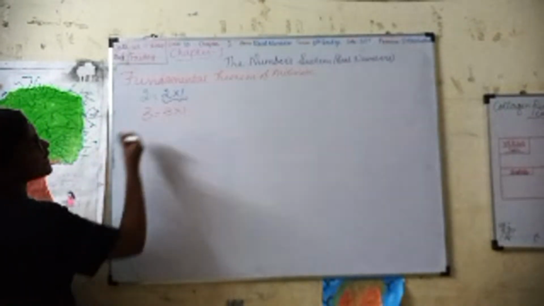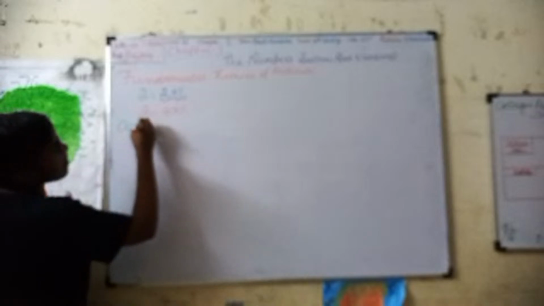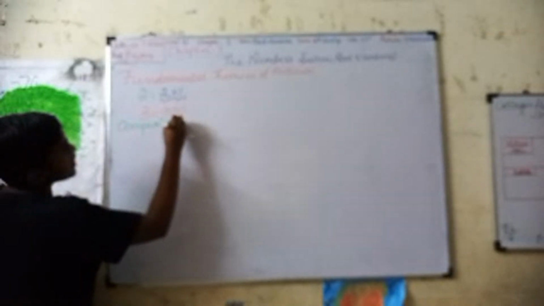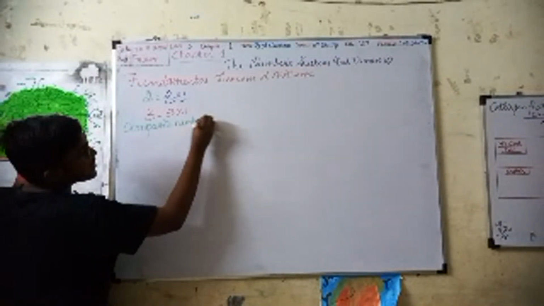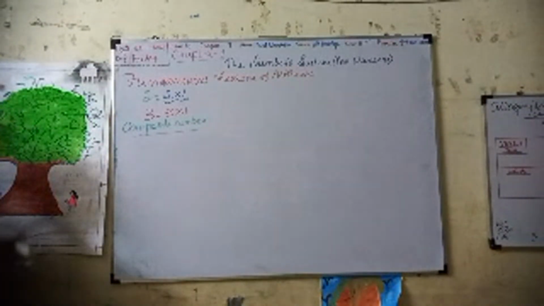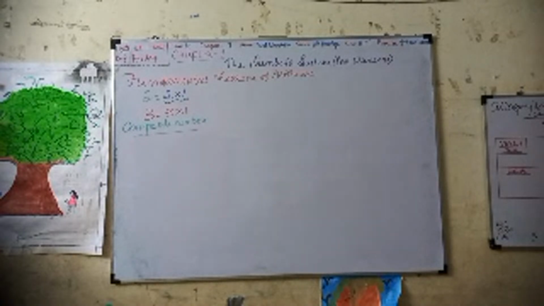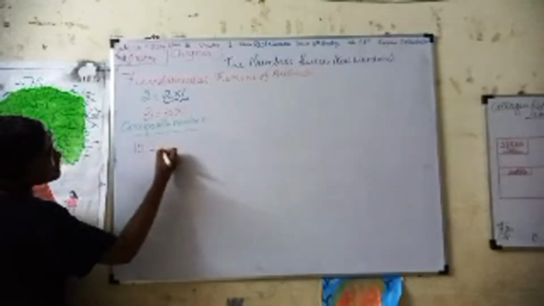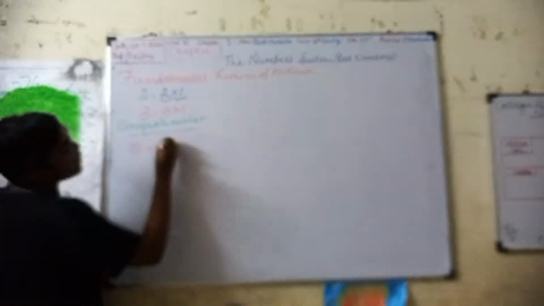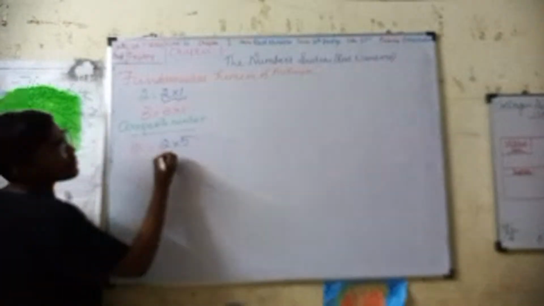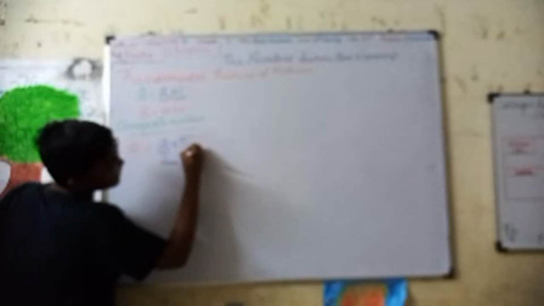Next, 10. Let us go for composite number. What is a composite number? Number which has 2 or more factors. So the numbers which have 2 or more factors are known as composite numbers. For example, 10. How can we write 10? 10 can be written as product of primes as 2 into 5. We should notice that 2 is a prime number and 5 is a prime number.